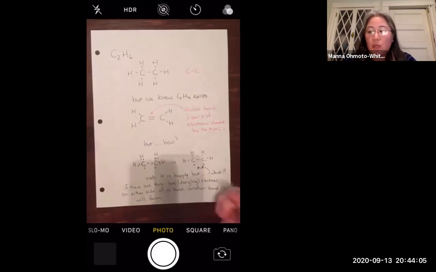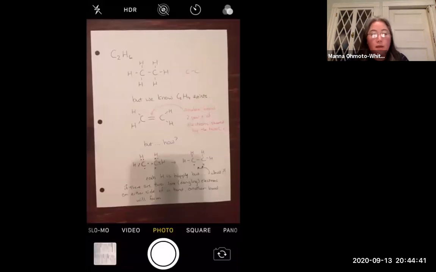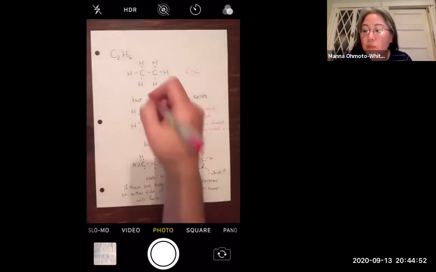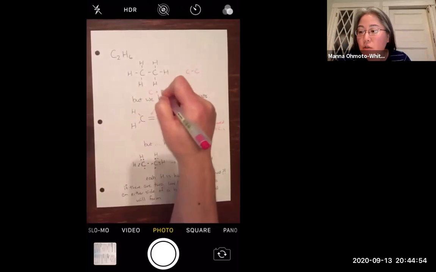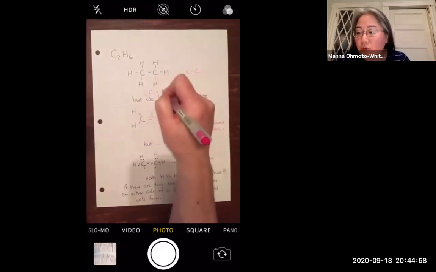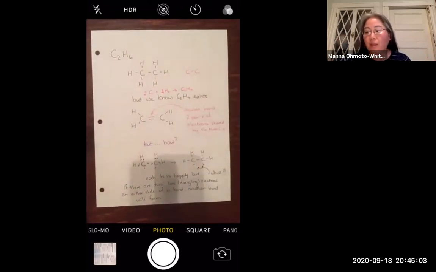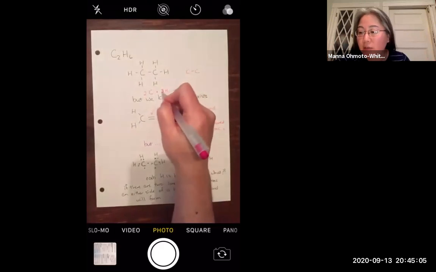C2H compounds. So we know that C2H4 also exists. So the question is, how does that happen? How do we know that C2H4 exists? Because we have purified it, and we know that it's a pure substance. And when we do the stoichiometry of it, the formula is basically C plus 2H2 yields C2H4. And so that's how I know that that compound exists.